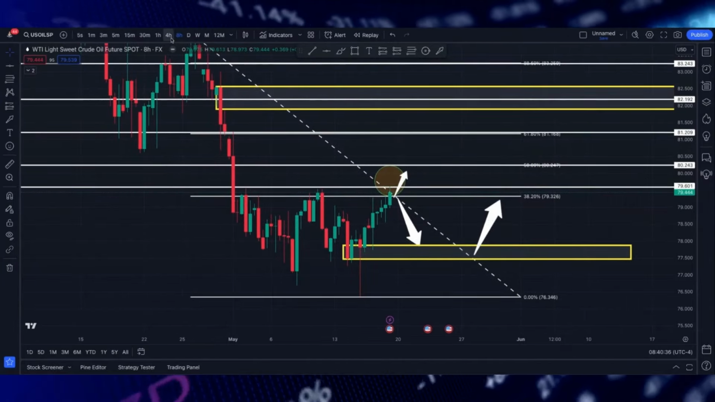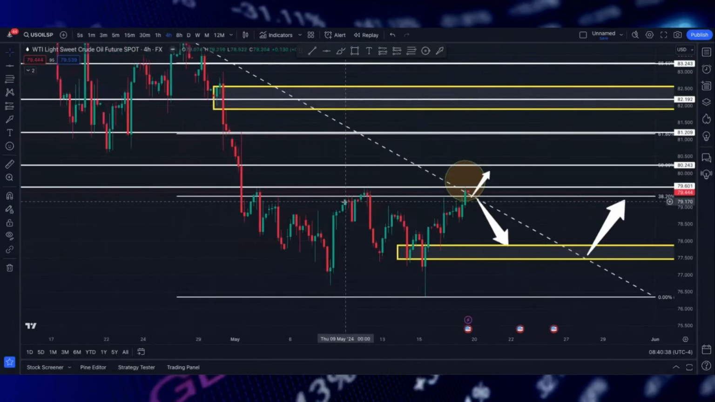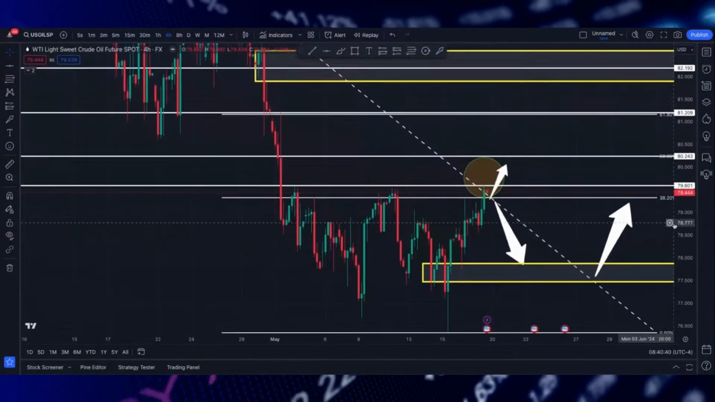So now let's take a quick look at the 4-hour view. Here you can see the first 4-hour rejection.